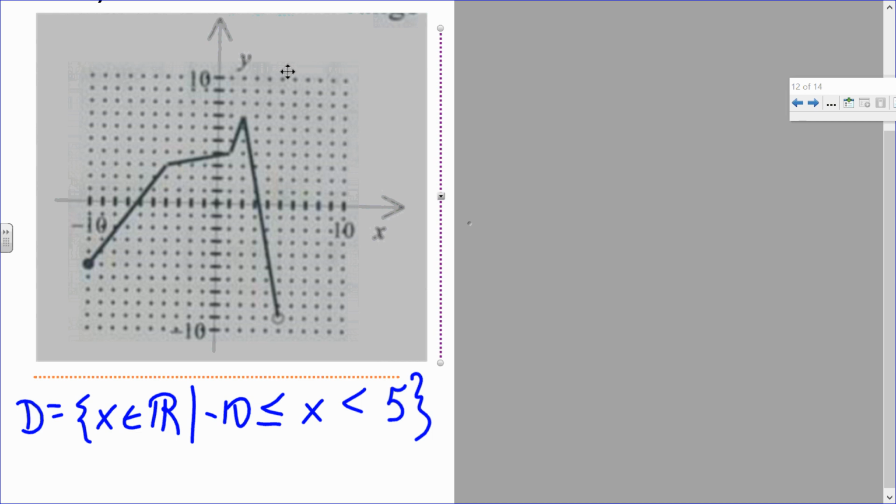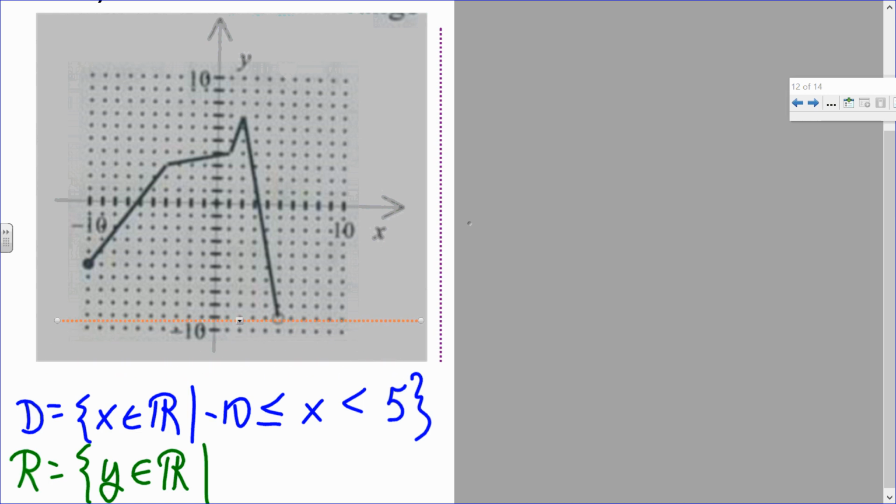Now for the range. First thing to be careful about, range is Y's, not X's. So when we do this set builder, it must start with Y. And now we're looking for smallest and biggest Y. So Shane, help me out here. Do I have a smallest Y? Is that the lowest point on my graph? And what would that value be? Y is what? Negative 9.